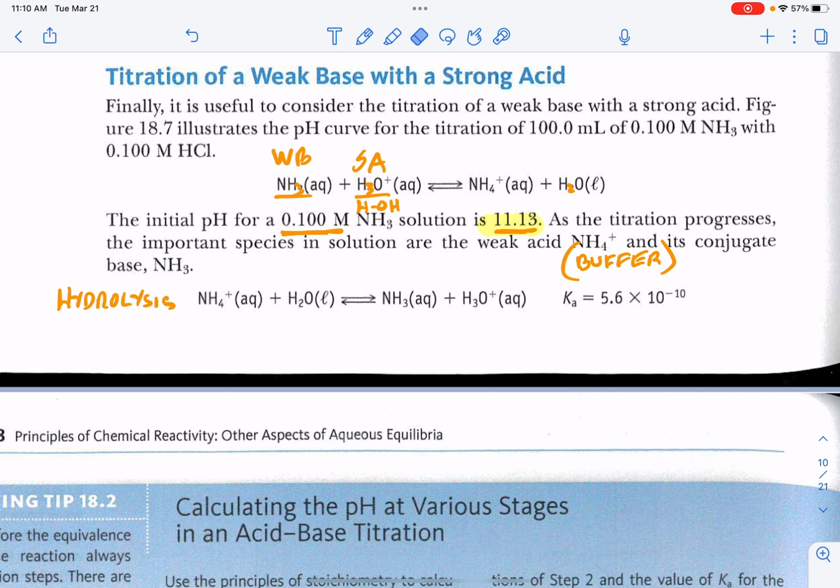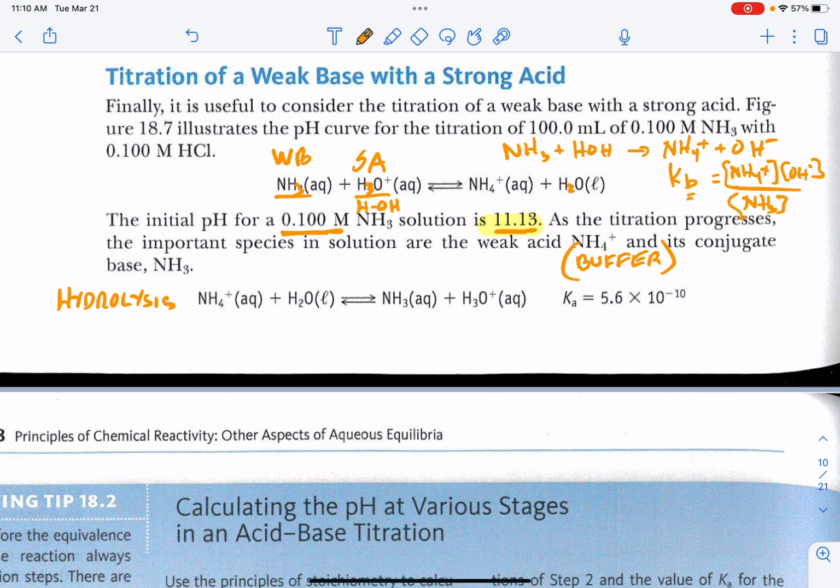So if we were to take the ammonia and add it to water, we would get NH4 plus and OH minus. And then, of course, we would say my Kb, and make sure you remember this would be a Kb, would be my products of NH4 plus times OH minus divided by NH3.